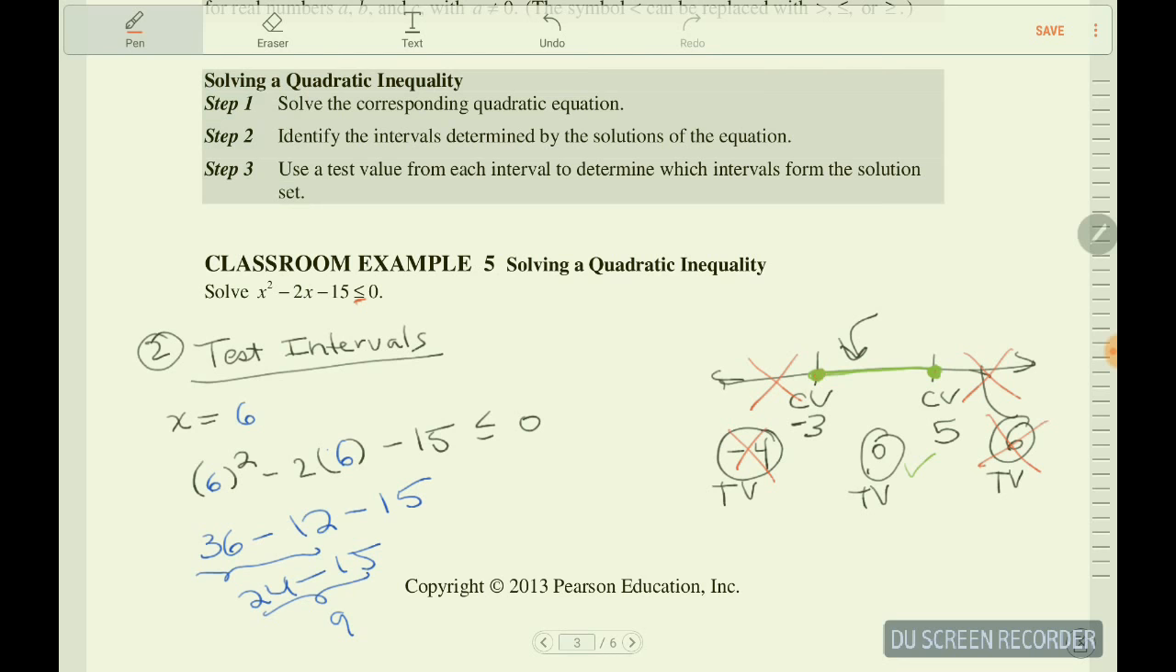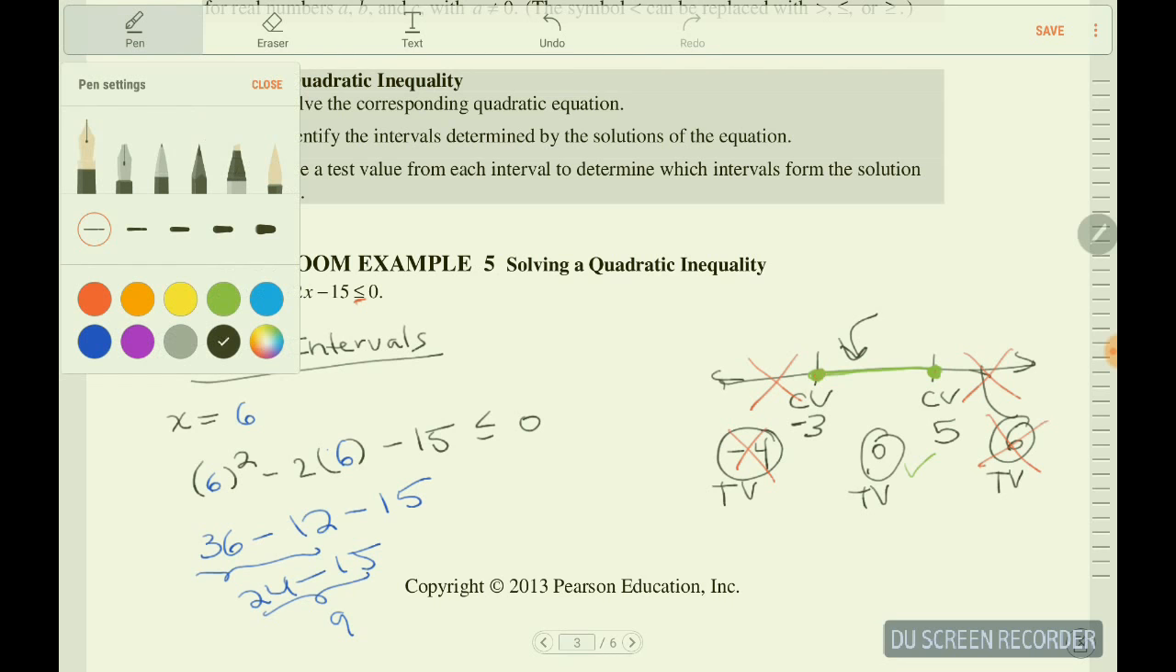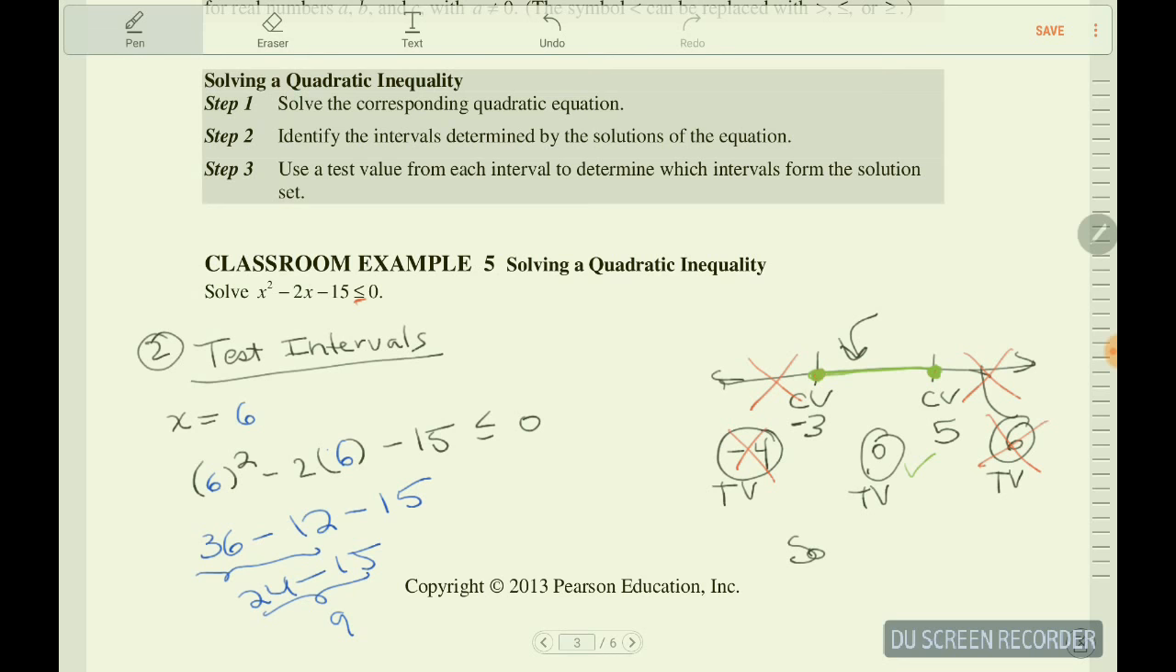So my final answer, my solution set in interval notation is including -3, so I use a square bracket instead of a soft parenthesis, all the way up to 5 and including that as well. And that's it. The other parts of the number line are not going to give me true statements.